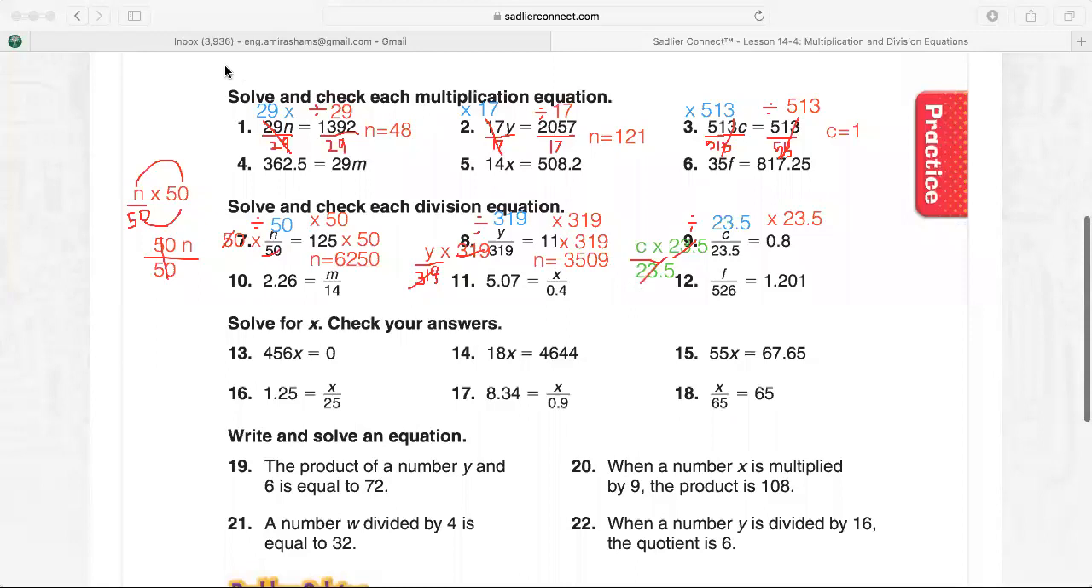Okay, on the other side, what are we going to write, Juri? On the other side, we'll write 0.8 times 23.5. Excellent, Juri. Yes. So when I multiply 0.8 by 23.5, I will get the value of the variable C, which is 18.8.